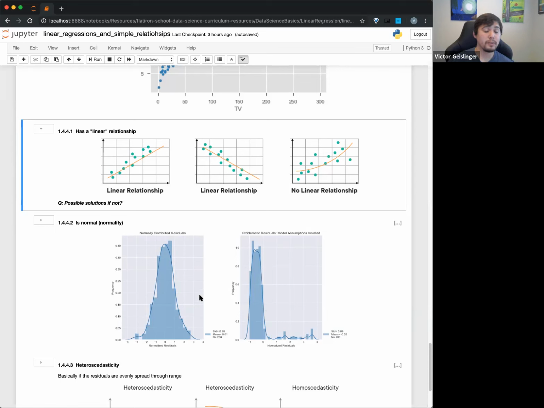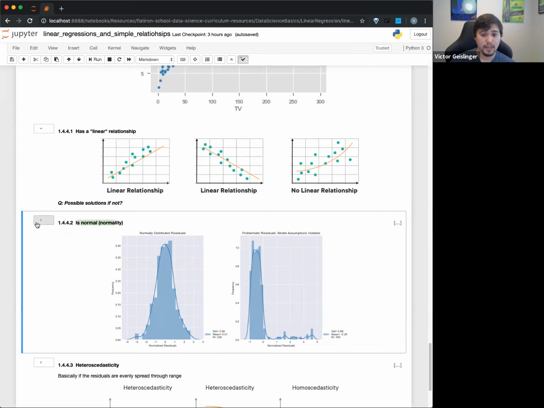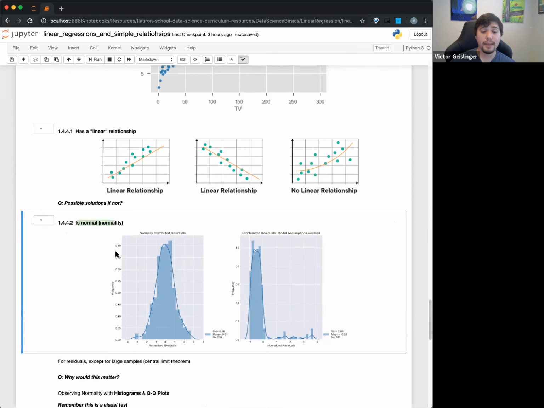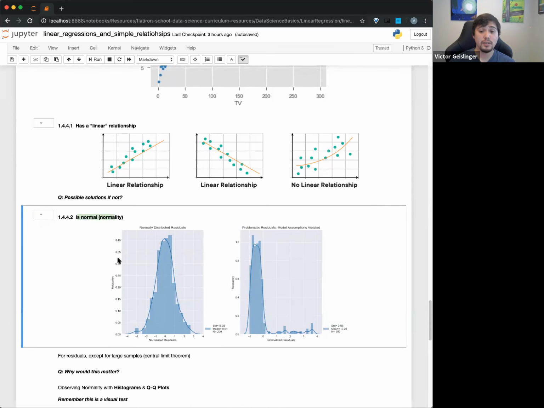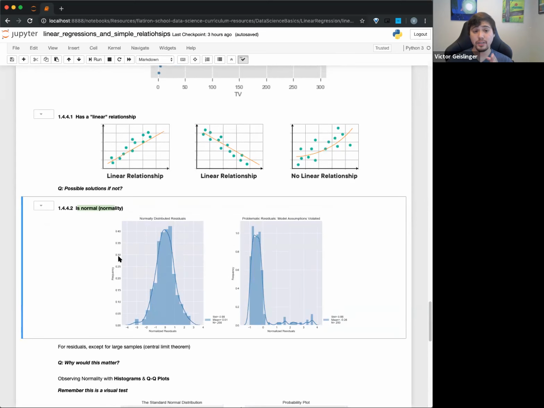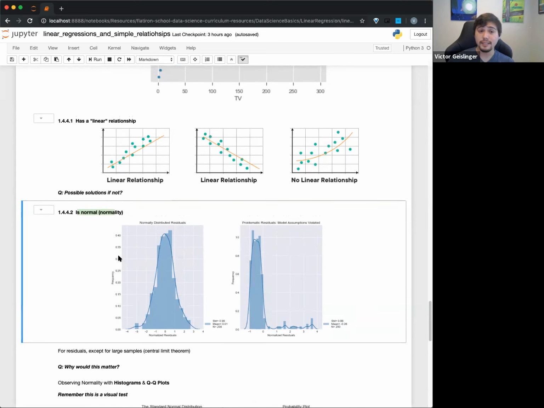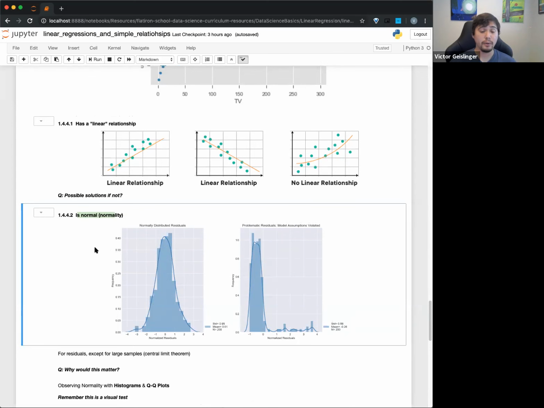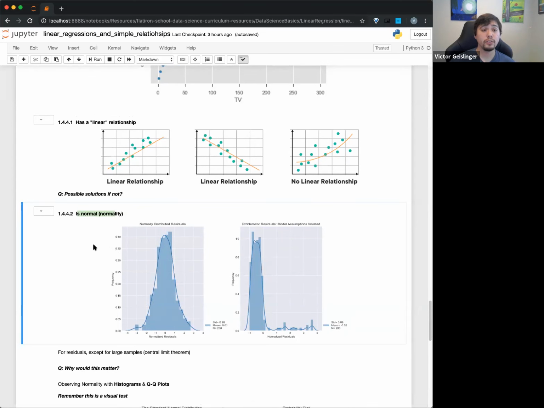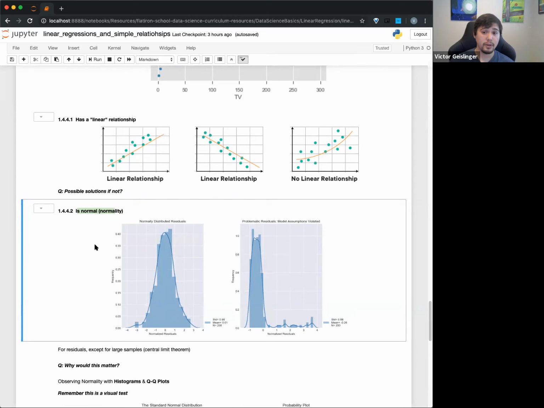So this is what we talked about when something is normal. Now, one thing I want to emphasize is when I say this is normal, it's talking about the residuals. So it's not the actual data itself. The data doesn't necessarily have to be normal. We're really talking about saying, are the residuals normally distributed? And that's the important part.